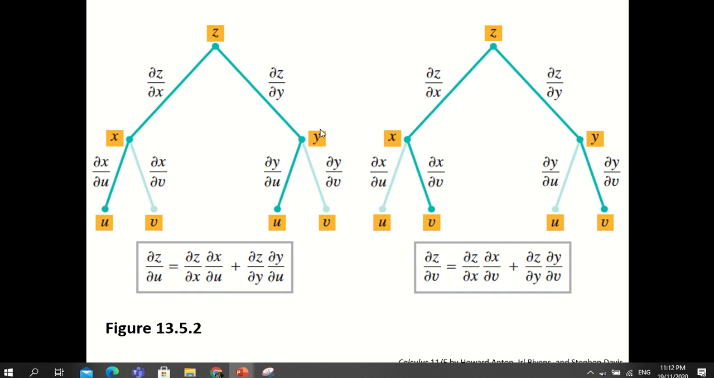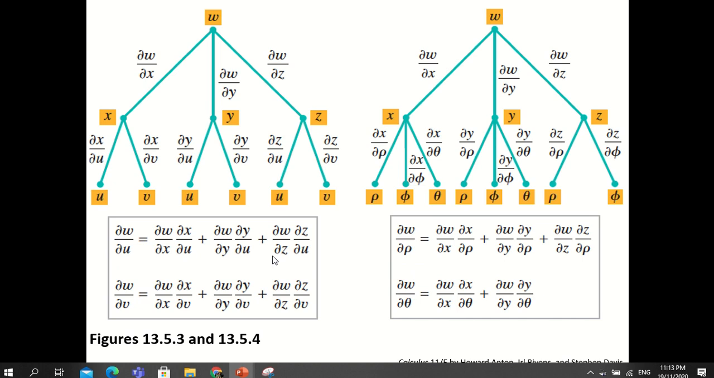Then, since x is a function of u and v, we also split this one. We take the partial derivative of x with respect to u and the partial derivative of x with respect to v. The other one is the partial derivative of y with respect to u, and the partial derivative of y with respect to v. Combining them, the partial derivative of z with respect to u, going from here down here, is the sum of the product of the partial derivative of z with respect to x and the partial derivative of x with respect to u, plus the partial derivative of z with respect to y times the partial derivative of y with respect to u.